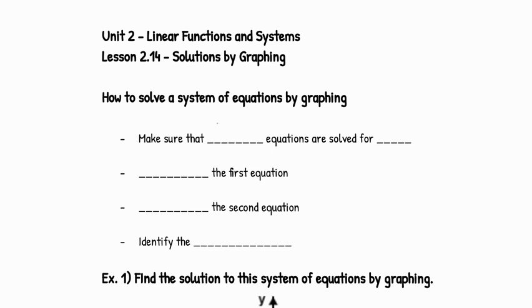So finally, to start your work today, we'll fill in these blanks. To solve a system by graphing, you're going to make sure both equations are solved for y. You're going to graph the first equation, graph the second equation, and then identify the solution, the point of intersection.